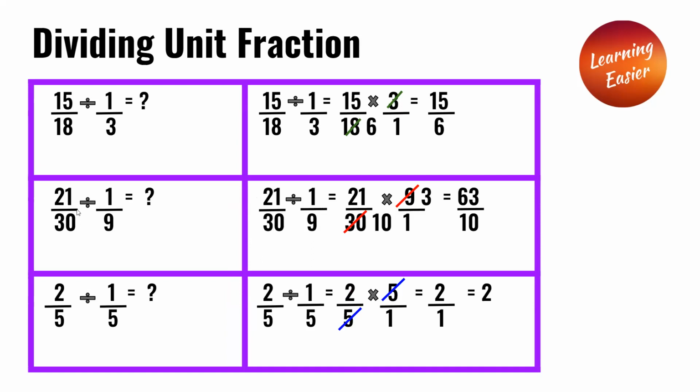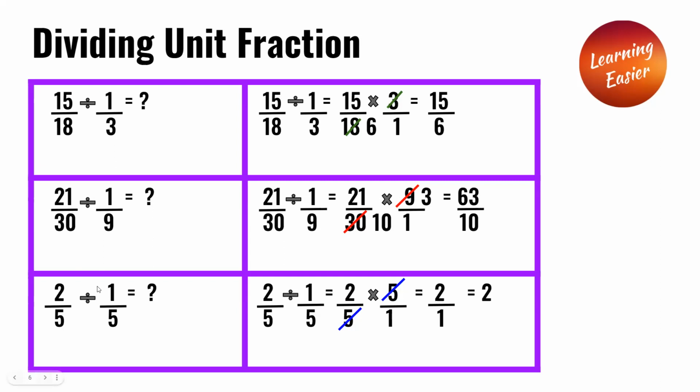21 over 30 divided by 1 over 9. 21 over 30 divided by 1 over 9 is equal to 21 over 30 times 9 over 1. 30 and 9 can be simplified by 3. The 30 becomes 10 and the 9 becomes 3. So 21 over 10 times 3 over 1 is equal to 63 over 10. 63 over 10 is the answer.